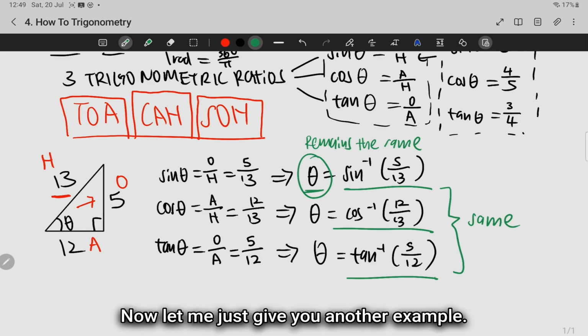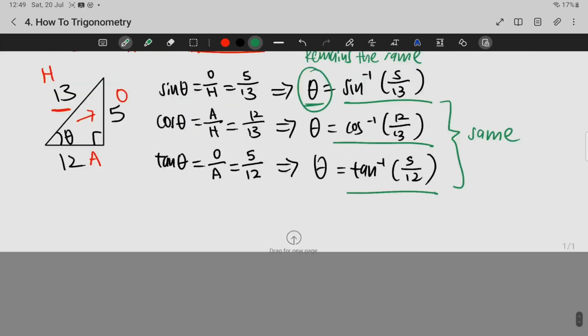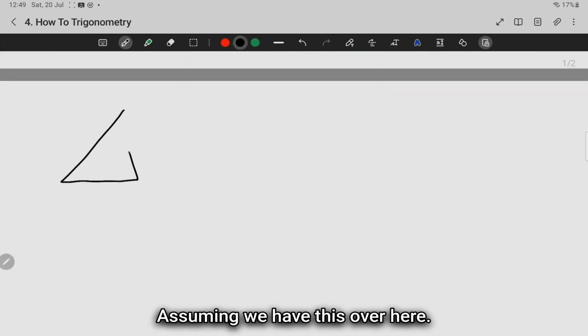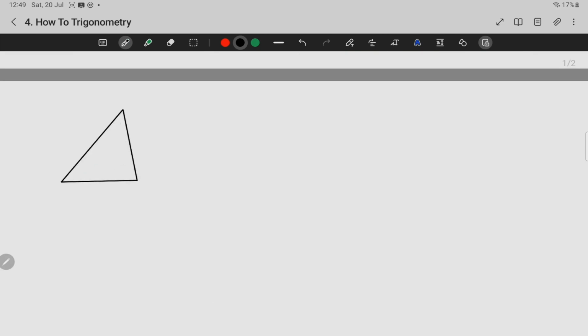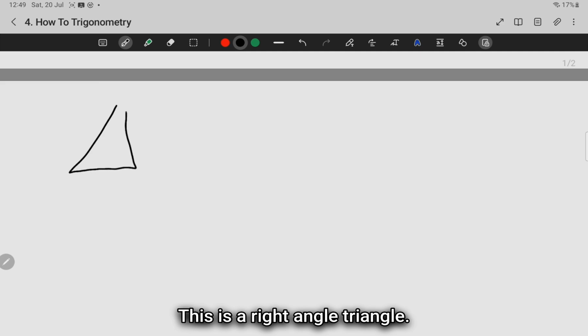Now, let me just give you another example. Assuming we have this over here. This is a right angle triangle.